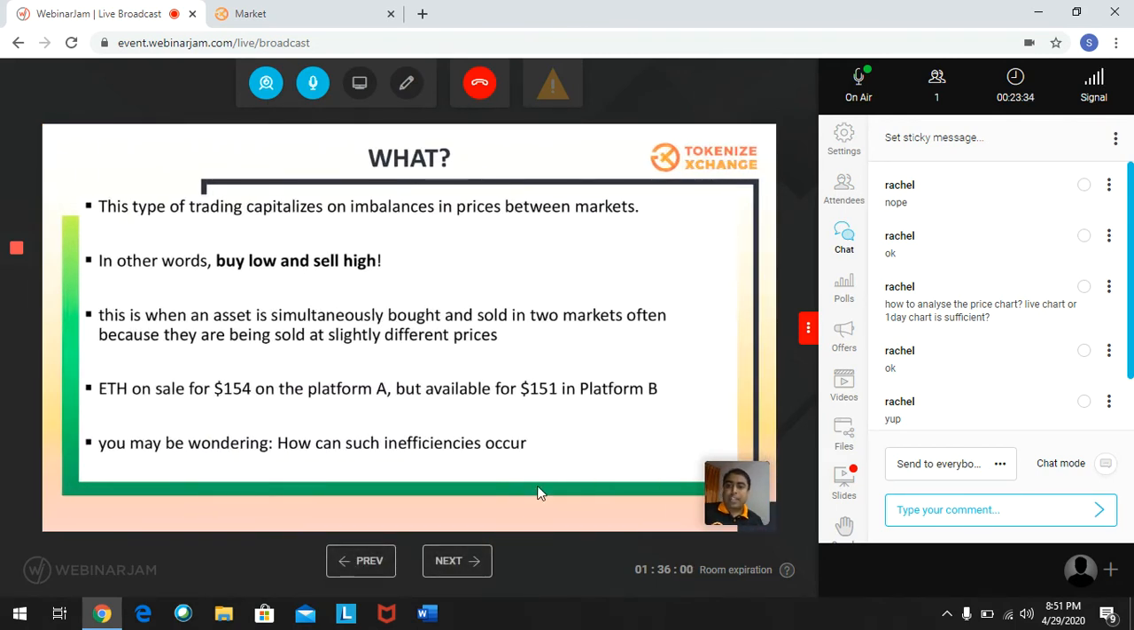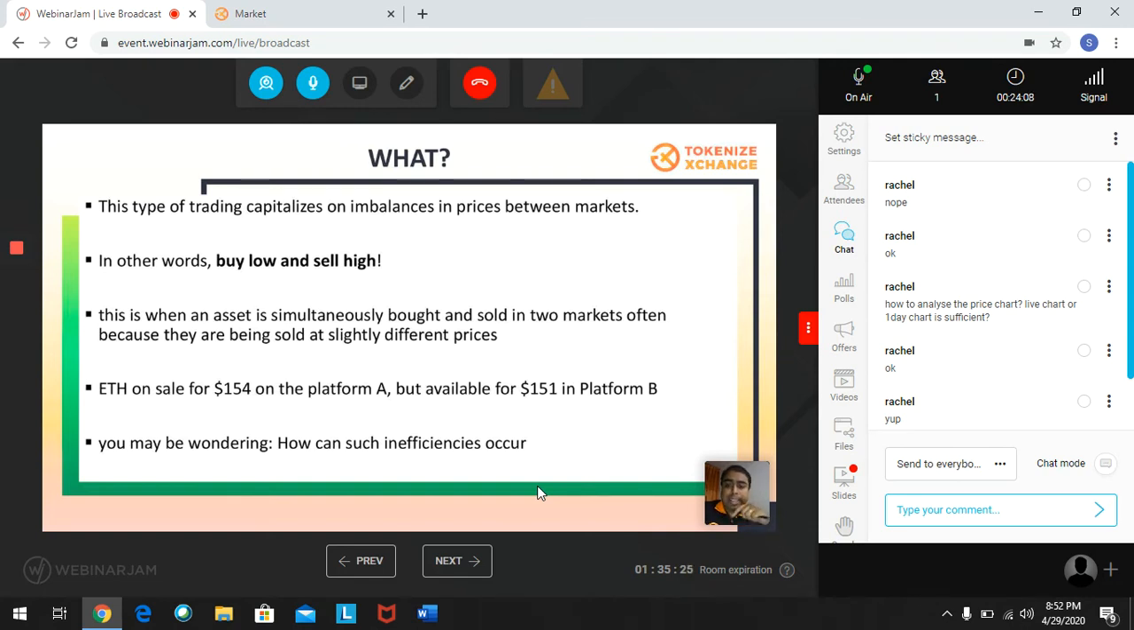Okay, so what is arbitrage? In a very general definition, it's a type of trading that exploits price imbalance between markets. In a simplified manner, it's basically buying low and selling high. This is when an asset is simultaneously bought and sold in two markets, often because they are being sold at slightly different prices. If the wording is a bit confusing, not to worry, I have some examples available.